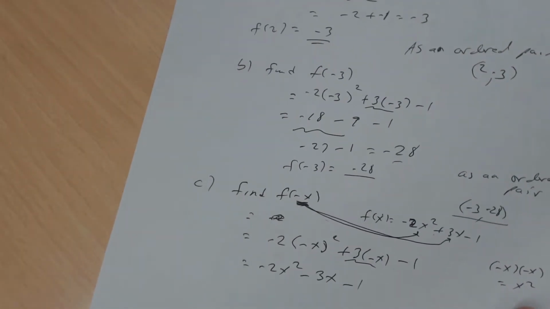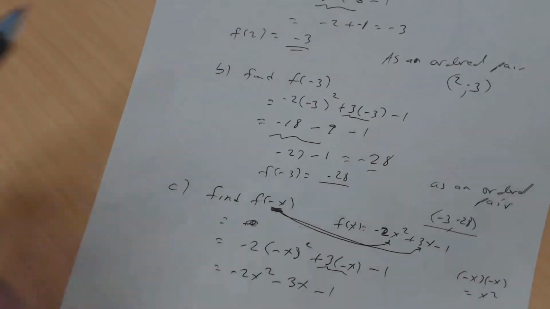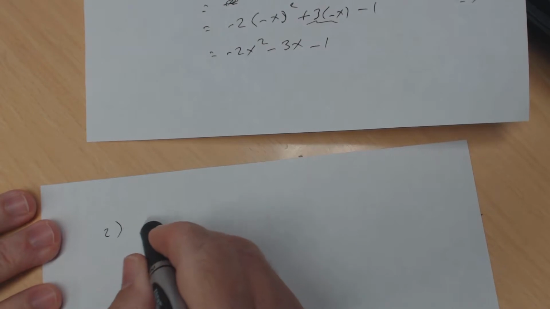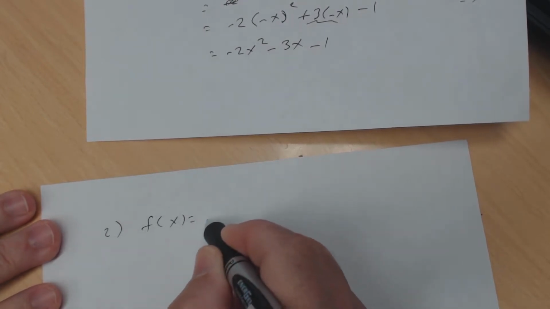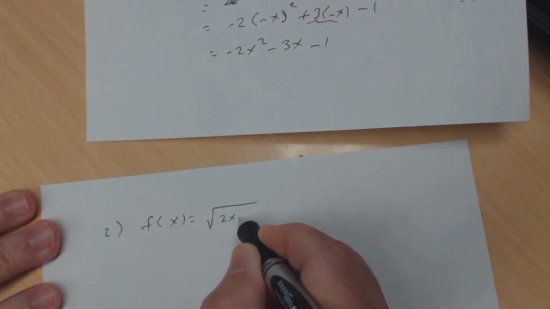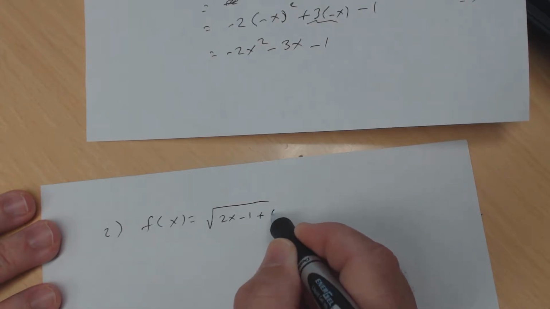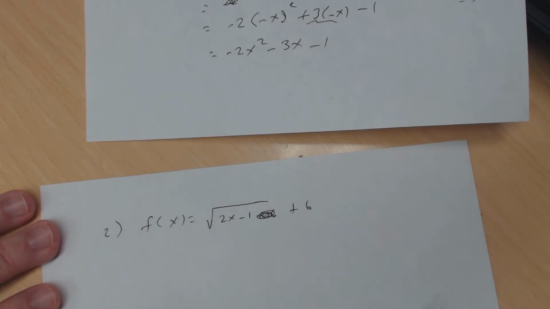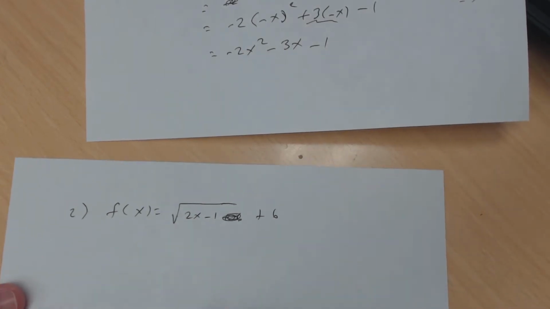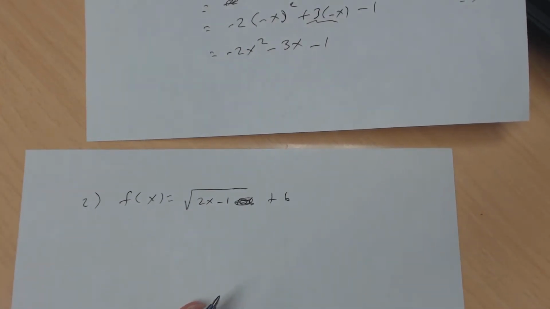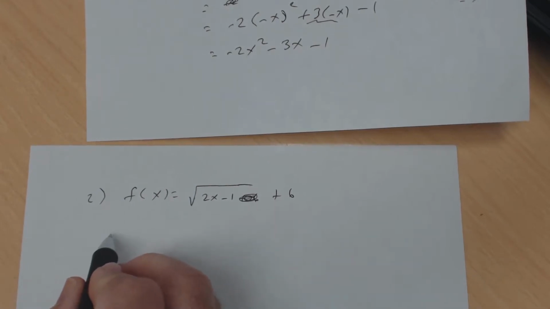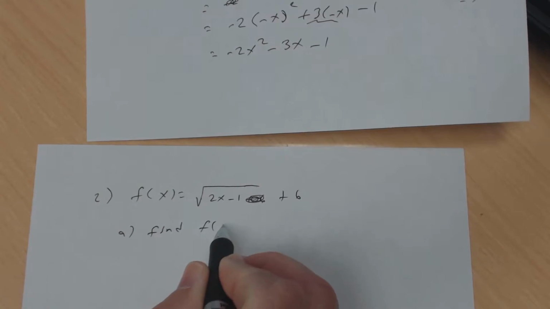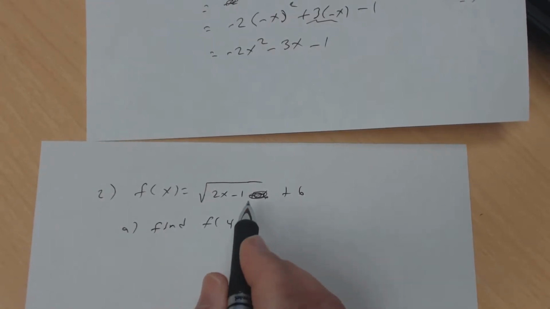All right, number 2, let's suppose this was my function this time. So let's suppose in number 2, I had f of x equals the square root of 2x minus 1, plus 6 on the outside. All right, so let's see what we got. So let's find part A. Let's find f of 4.